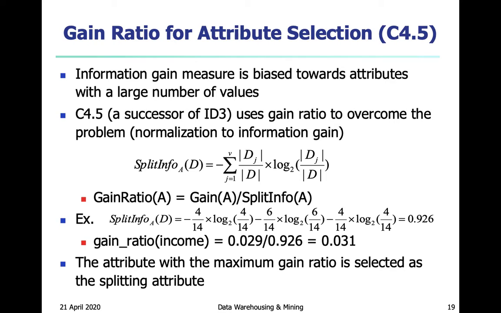So the successor of ID3, C4.5, uses an extension to information gain known as gain ratio to overcome this bias. It applies a kind of normalization to information gain using a split information value defined with Info D.